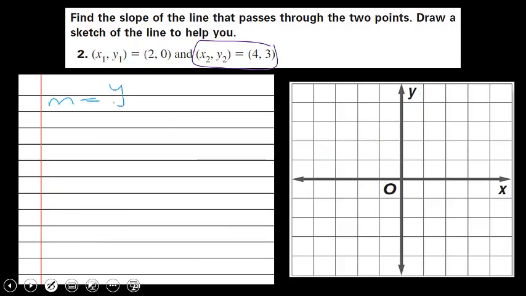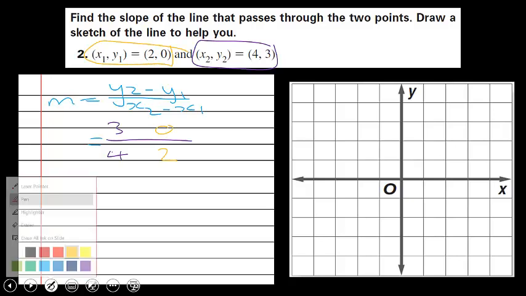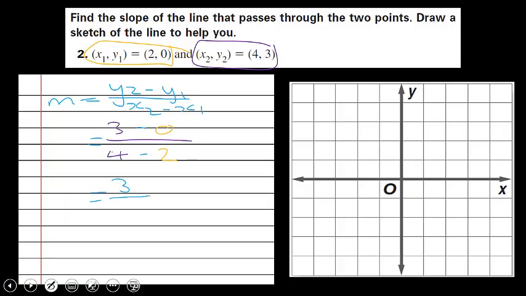So m equals y2 minus y1 over x2 minus x1. Let's do our colors. Let's start with purple. Y2 is 3, x2 is 4, and y1 is 0, x1 is 2. So m equals 3 minus 0, which equals 3, over 4 minus 2, which equals 2.